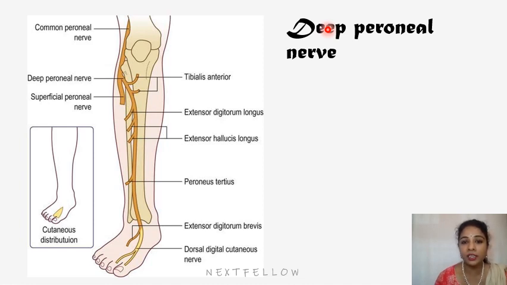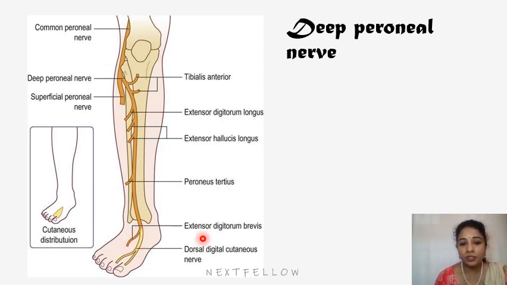It runs first lateral to the artery, then it crosses along the anterior side and finally becomes lateral to the ankle. It supplies the muscles of the anterior leg compartment, that is tibialis anterior. We can see here its distribution. It supplies tibialis anterior, extensor digitorum longus, extensor hallucis longus, and peroneus tertius.